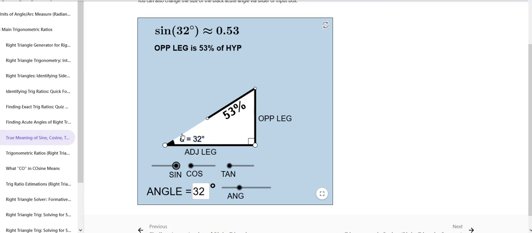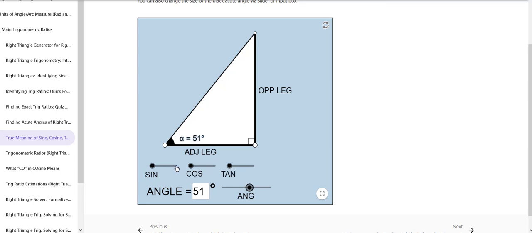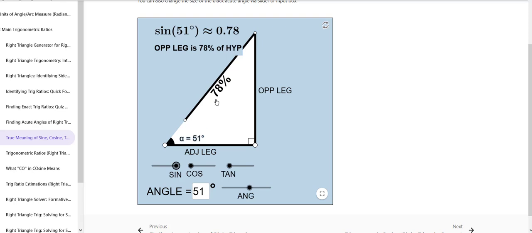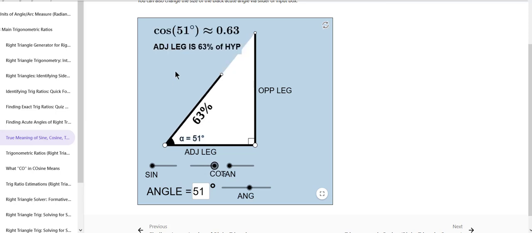As we change this angle a little bit, now we got 51. That opposite leg is now 78% of the hypotenuse, so therefore the sine is approximately 0.78. If you want to look at a cosine, it can be thought of the same way. The cosine is adjacent over hypotenuse, so I'm going to move this adjacent side up. So the cosine of 51 is 0.63 because that adjacent leg is 63% of the hypotenuse.